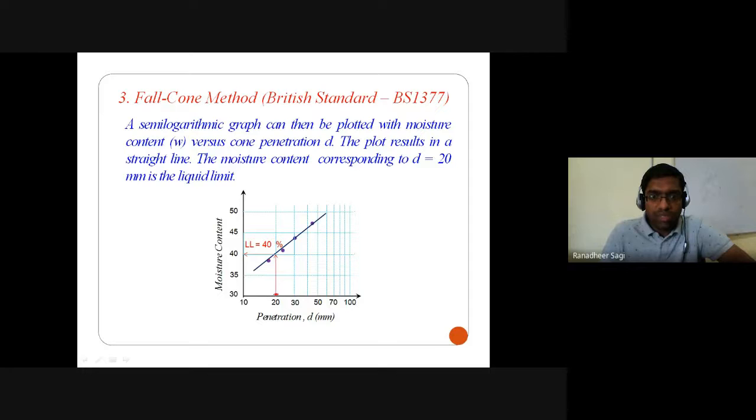So I'll go to that 20 mm standard depth of penetration. Wherever that point intersects the straight line you have drawn, project that intersected point onto the vertical axis. It gives you some moisture content or water content, and that water content is what we call the liquid limit value of that soil, determined from the falling cone method. Either Casagrande's method or the falling cone method can be used for determination of the liquid limit, but most commonly we see Casagrande's method being used.